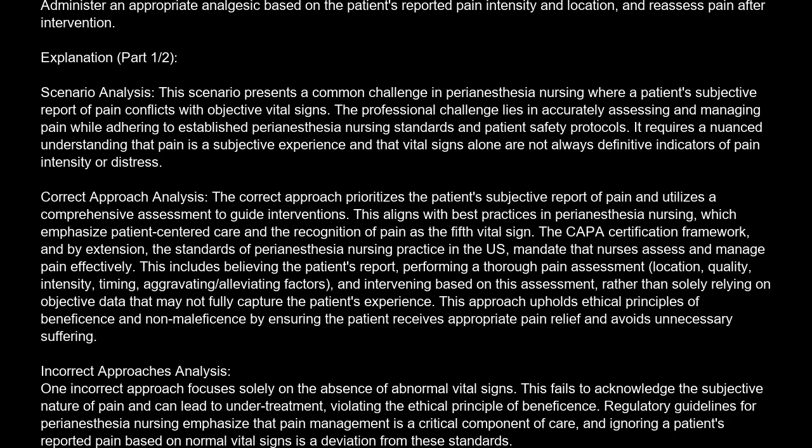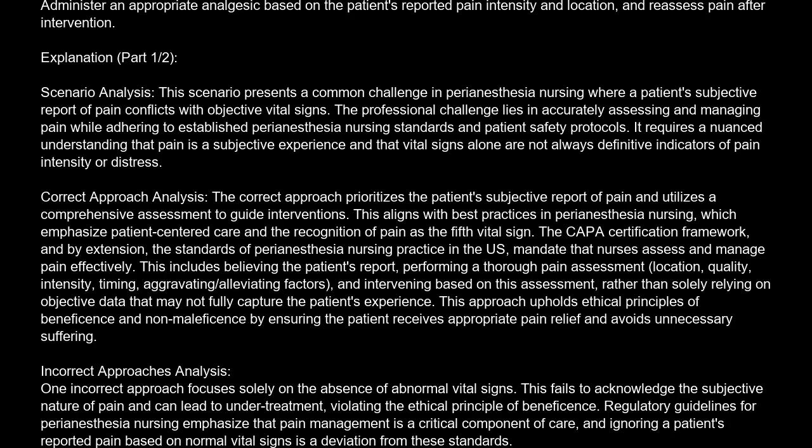It requires a nuanced understanding that pain is a subjective experience, and that vital signs alone are not always definitive indicators of pain intensity or distress. Correct approach analysis. The correct approach prioritizes the patient's subjective report of pain and utilizes a comprehensive assessment to guide interventions. This aligns with best practices in perianesthesia nursing, which emphasize patient-centered care and the recognition of pain as the fifth vital sign. The CAPA certification framework, and by extension, the standards of perianesthesia nursing practice in the U.S., mandate that nurses assess and manage pain effectively.